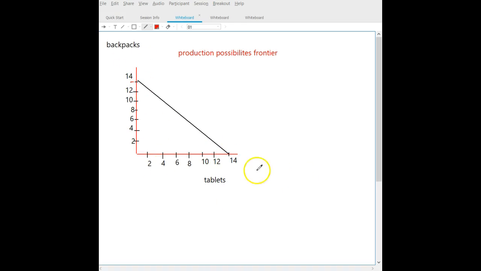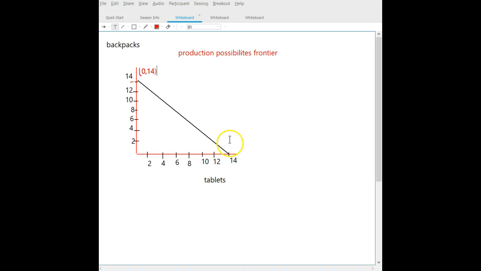Because you can see here, we have tablets in our x-axis, and we have backpacks over here in our y-axis. So this point up here would be 0,14 if we were to put it in notation. You see here that we have 0 tablets, but we have 14 backpacks. That's what we use all of our resources for, to produce the backpacks. But let's say that instead, we want to produce only tablets.